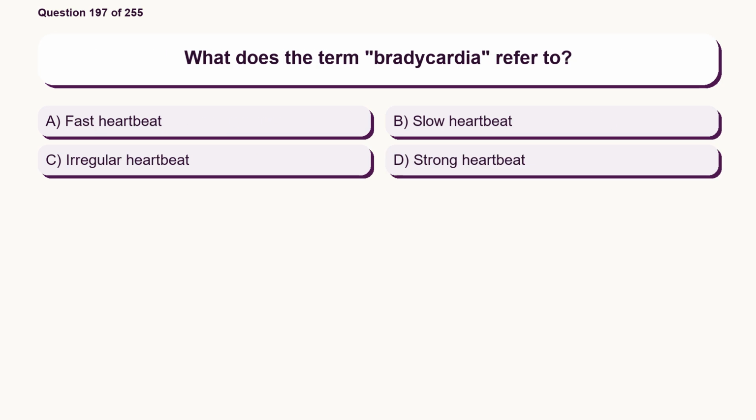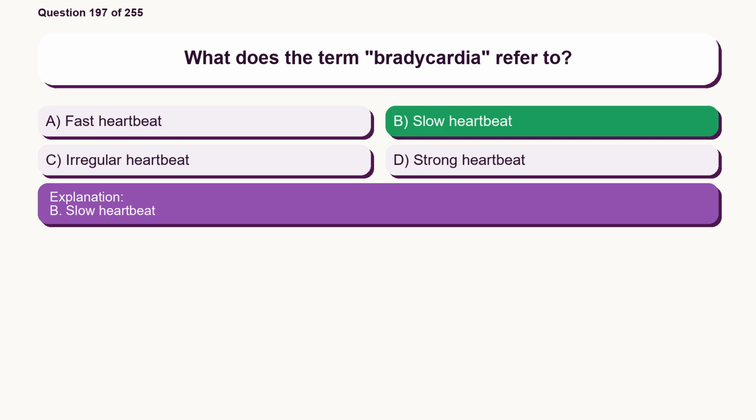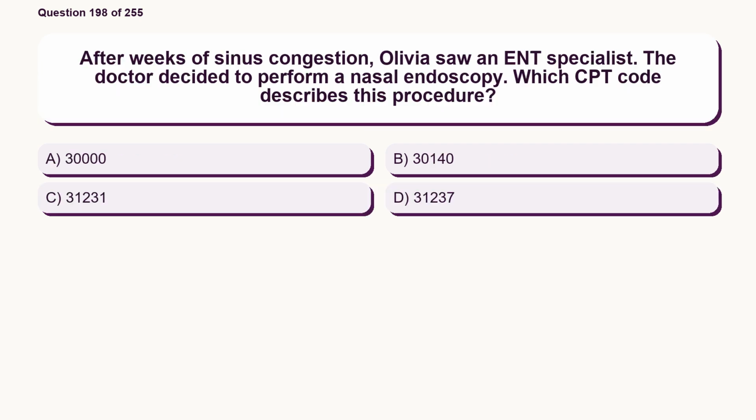Question 197. What does the term bradycardia refer to? Option A, fast heartbeat. Option B, slow heartbeat. Option C, irregular heartbeat. Option D, strong heartbeat. The correct answer is option B, slow heartbeat. B, slow heartbeat.